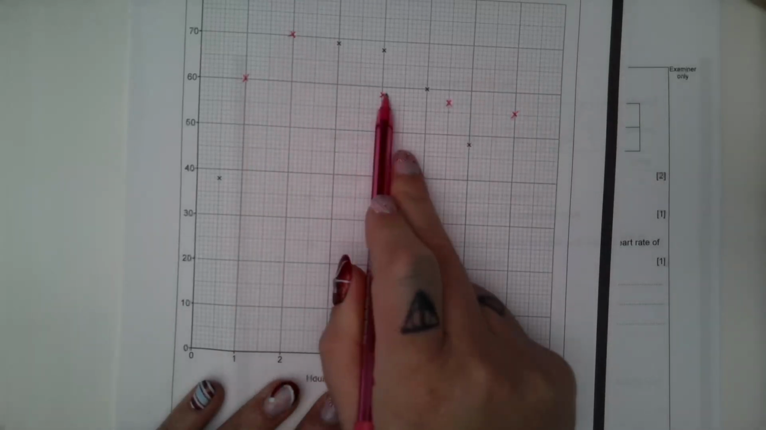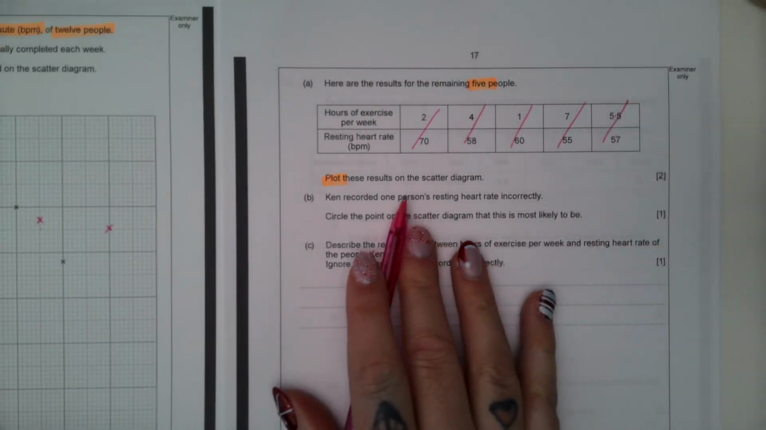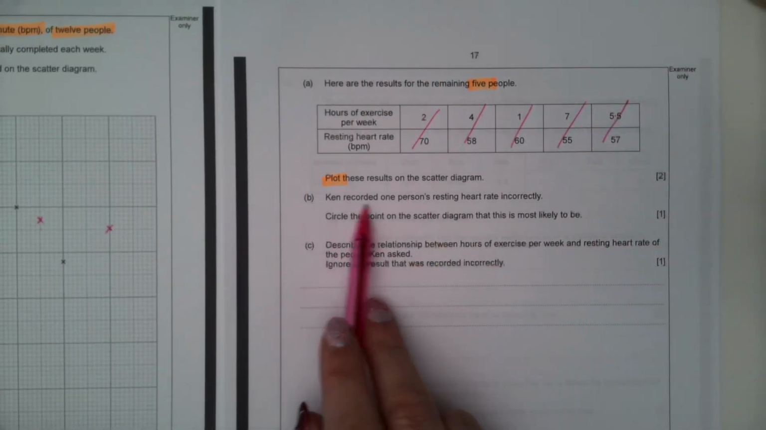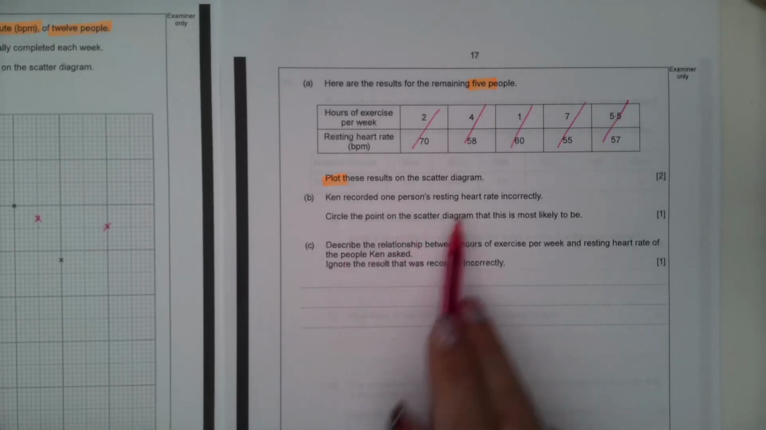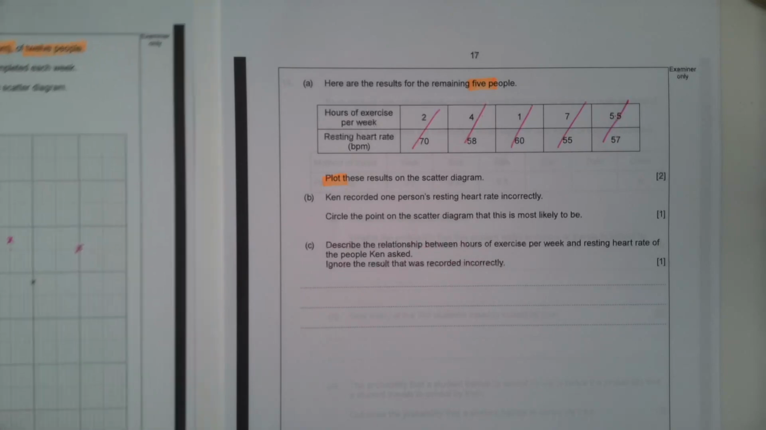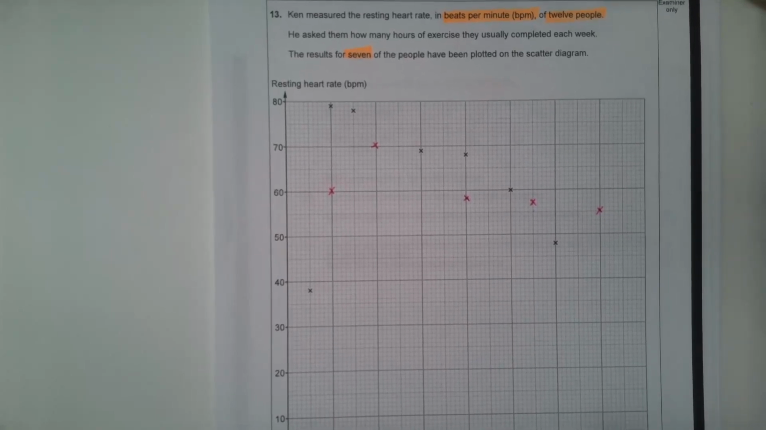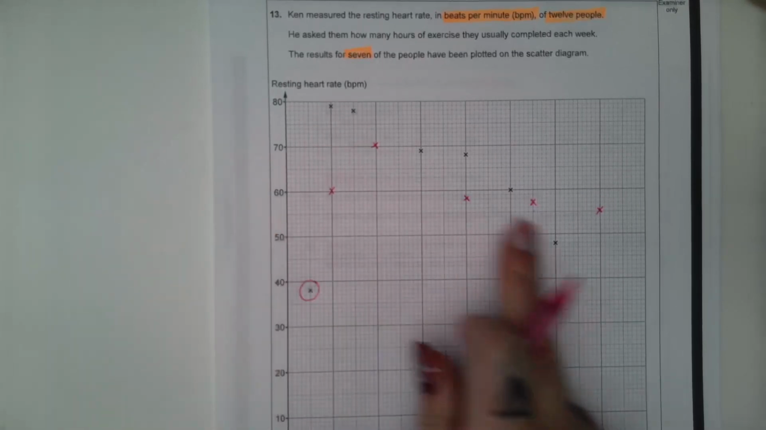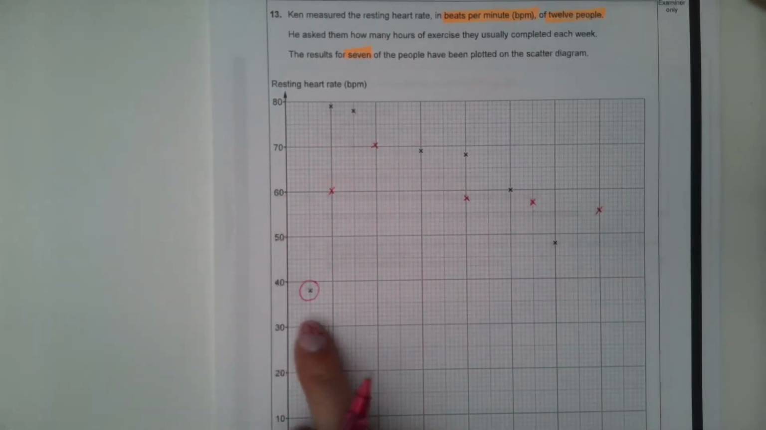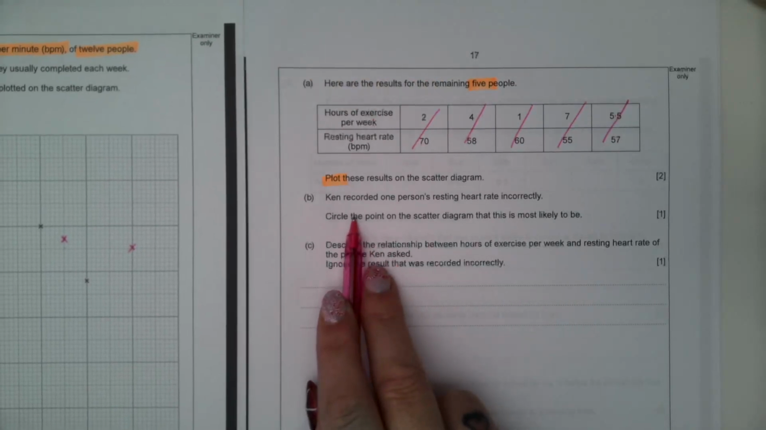So 1, 2, 3, 4, 5. We've plotted those remaining 5 points. Part B. Ken recorded one person's resting heart rate incorrectly. Circle the point on the scatter diagram that this is most likely to be. If it's been recorded incorrectly, it's likely to be an outlier that's not following the trend of the data. So this point here is not following the trend of the rest of the data. It's too far away, so that would be our outlier here for part B.